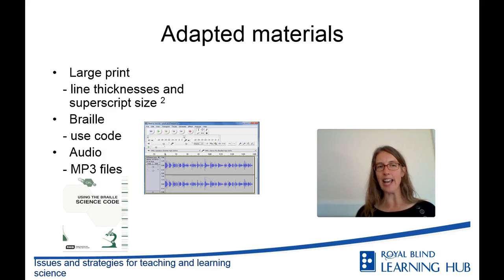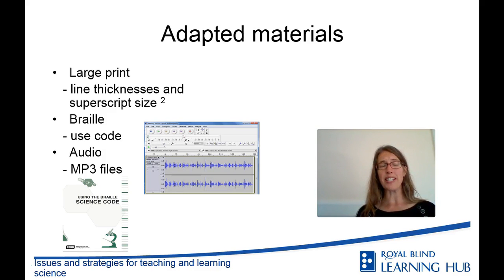And you can see on the screen there, subscripts and superscripts are often smaller in size and might not be accessible. If you're using Braille, down at the bottom of the screen there, you want to be using the current Braille science code. You're probably well aware that we're in the process of moving from standard English Braille to Unified English Braille, so you need to make sure that you're up to date and using the current science code for Braille. There should be some references at the end of this presentation for that.